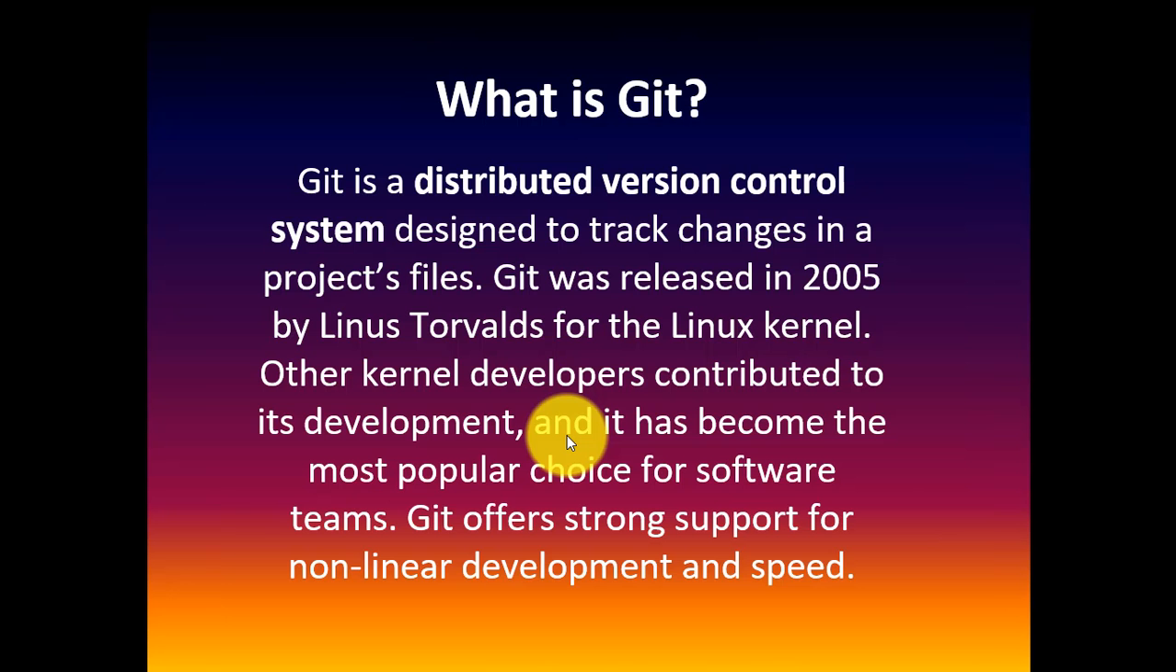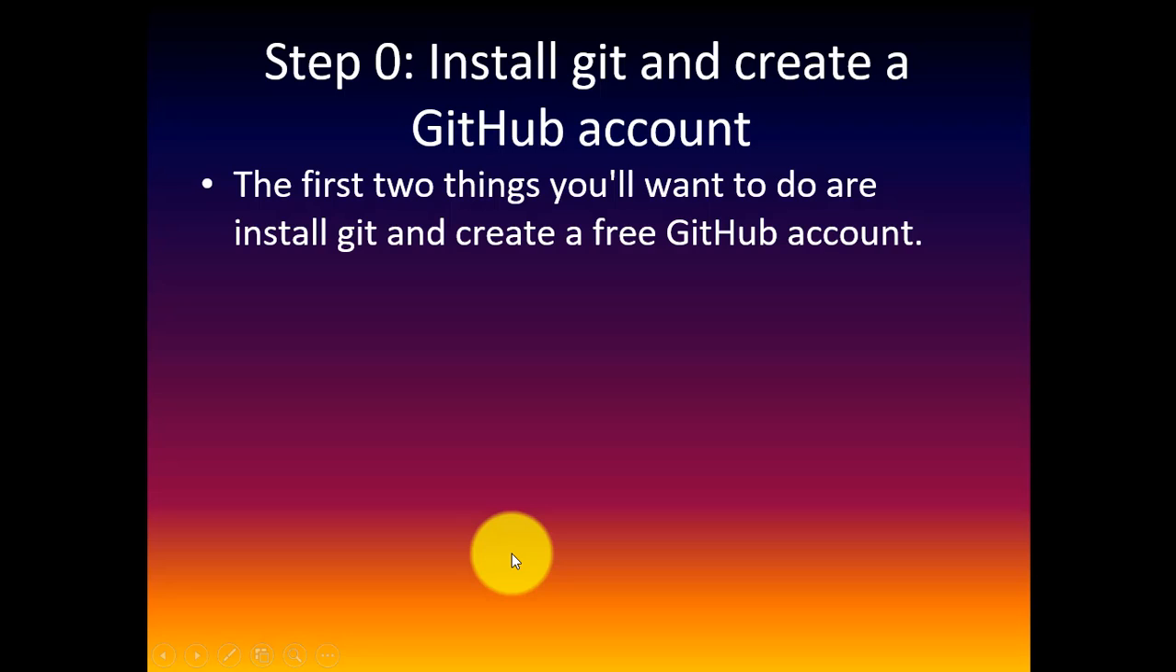So what is Git? Git is a distributed version control system designed to track changes in project files. Git was released in 2005 by Linus Torvalds for the Linux kernel. Other kernel developers contributed to its development, and it became the most popular choice for software development. It offers strong support for non-linear development and speed.